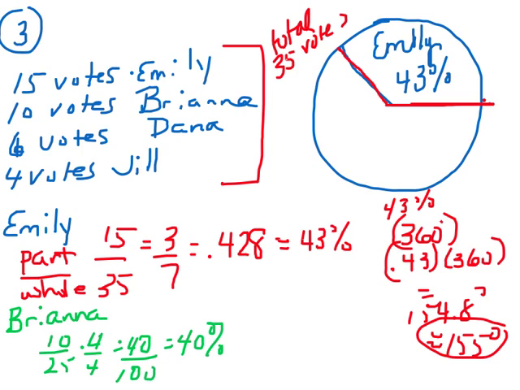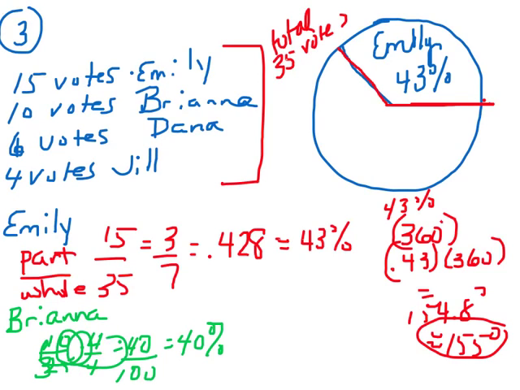But you could just say 25 divided into 10 is 0.4. Move your decimal place over 2 spots, that's 40%. So 40% for Brianna is almost, not Brianna, I did that wrong, didn't I? Oh, I know what I did wrong. This should be a 35.